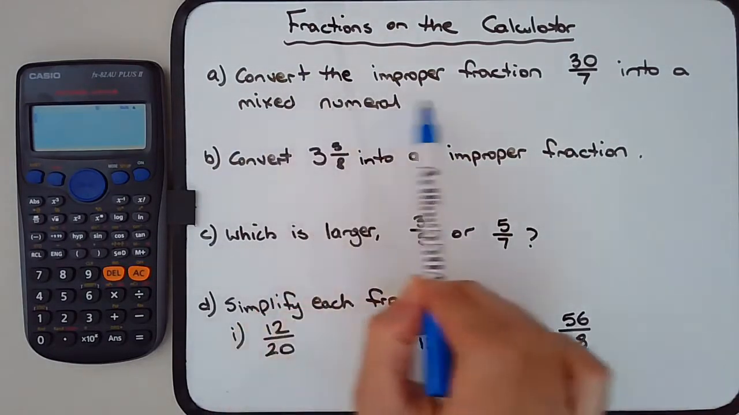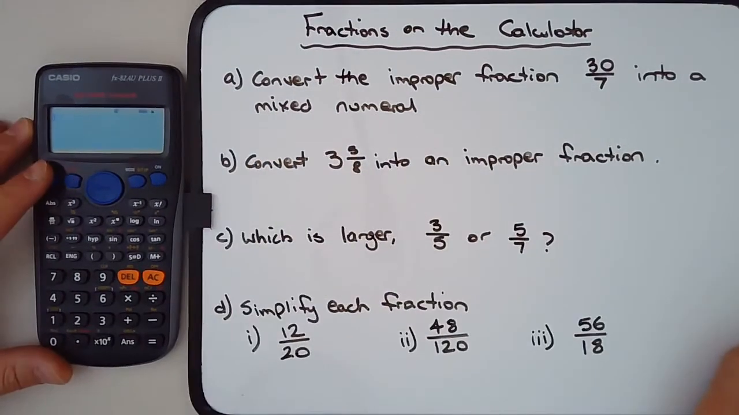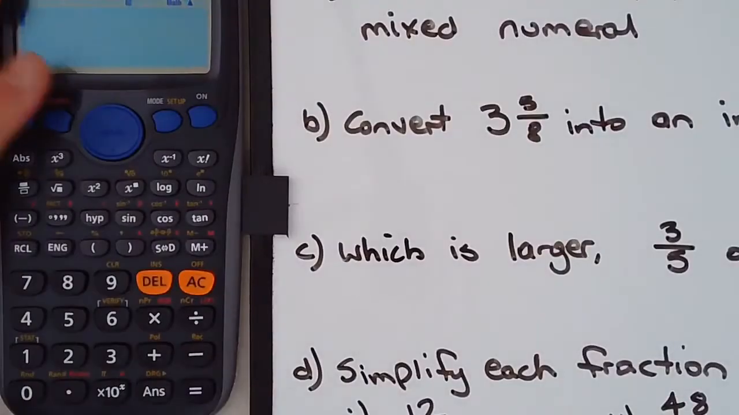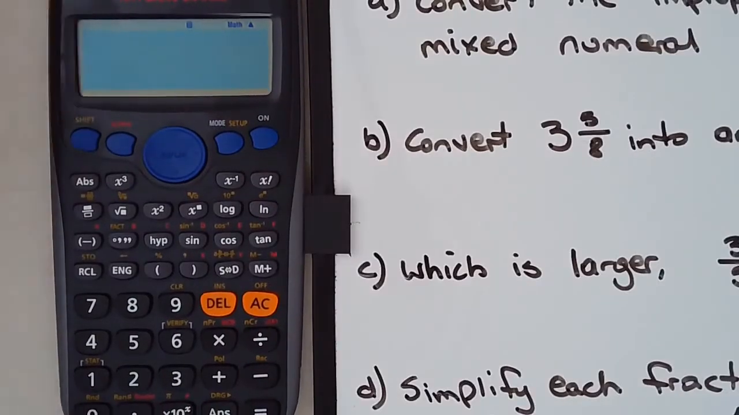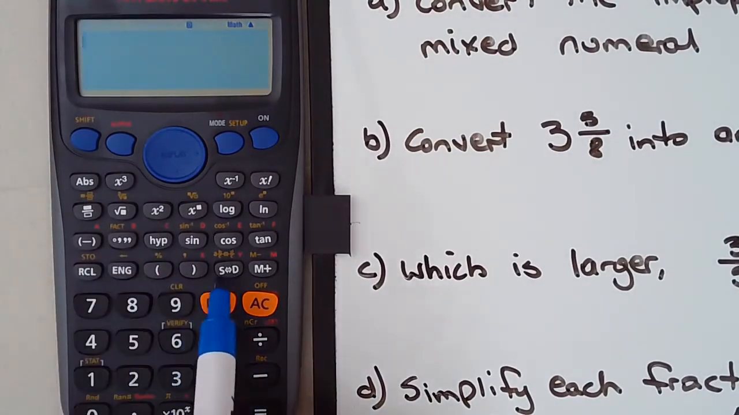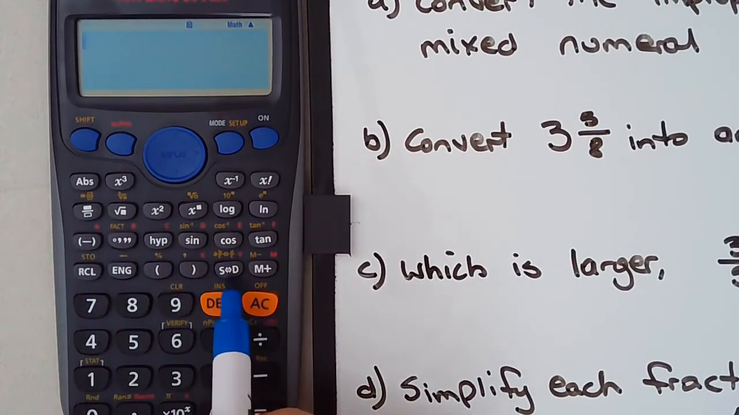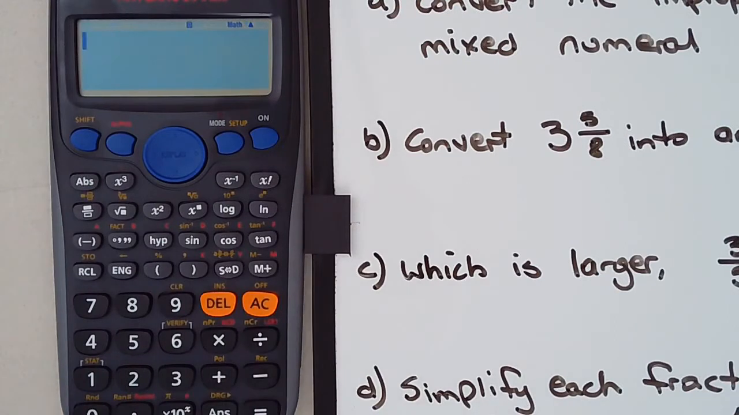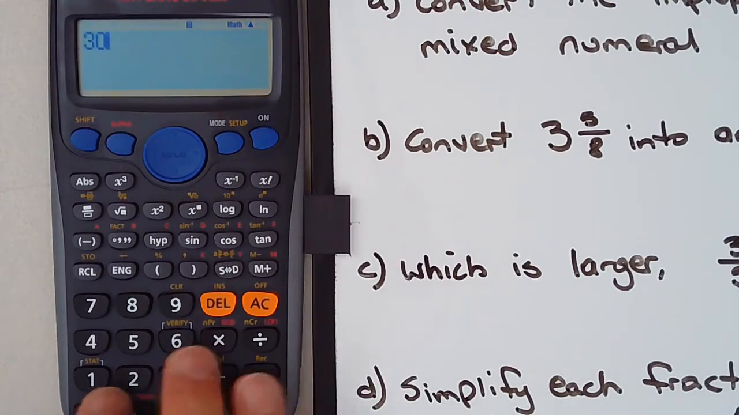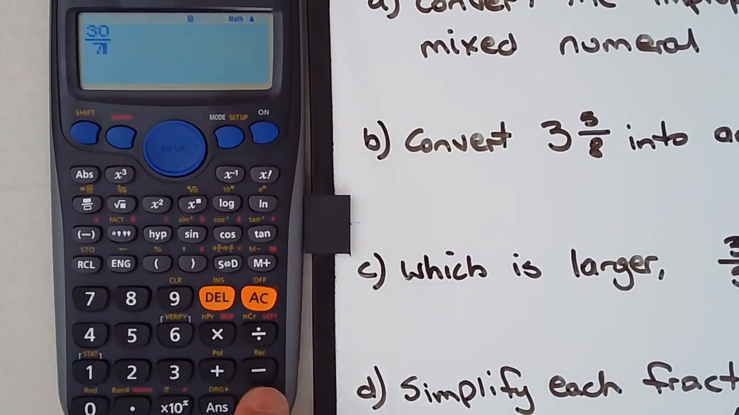The first one is convert the improper fraction 30/7 into a mixed numeral. Okay, so I'm just going to zoom in on the calculator there so you can see what I'm going to do, and I might just lighten it up a little bit. The two buttons that we're going to use are the S-D button here and obviously the fraction button here. This S-D converts from fraction form to decimal form and vice versa. So what we're going to do is type in 30/7. So if you type in 30, press the fraction button, then press 7, press equals.